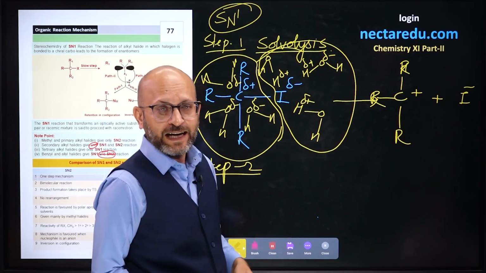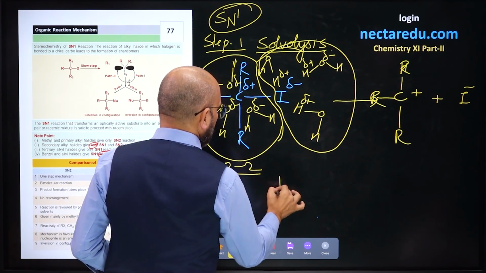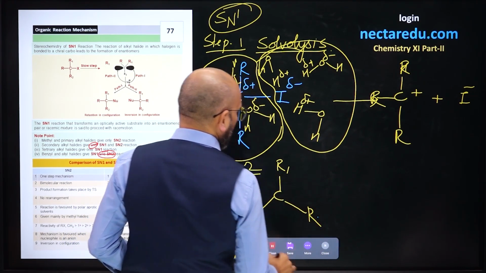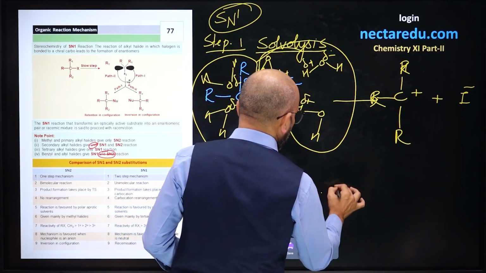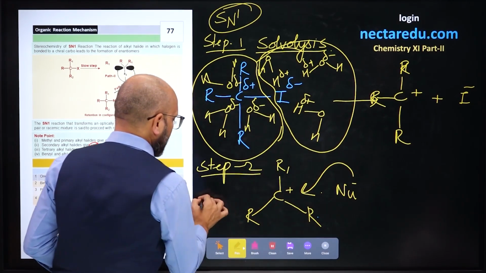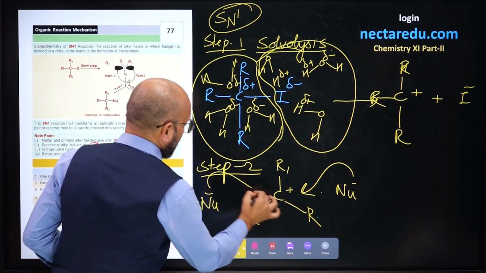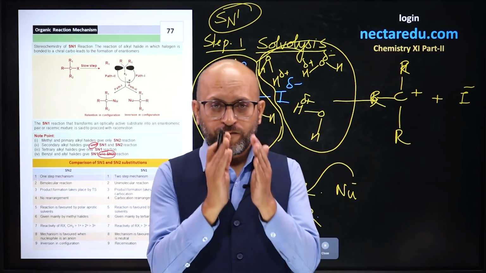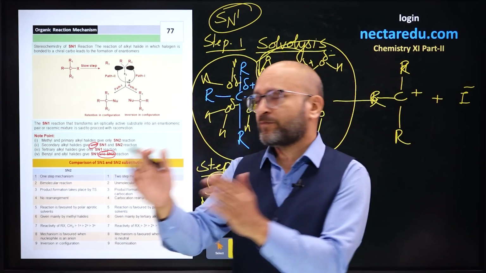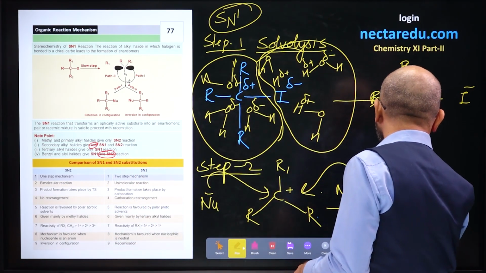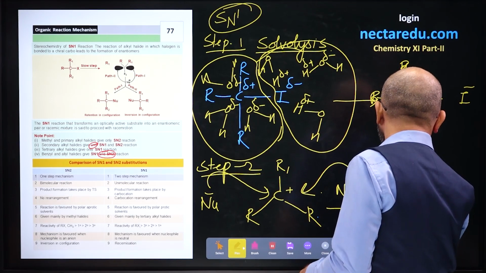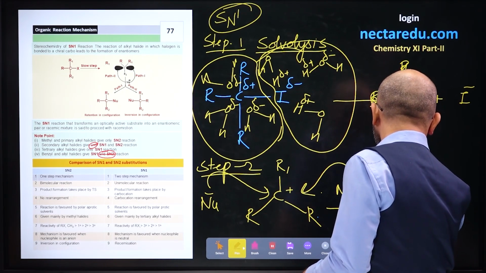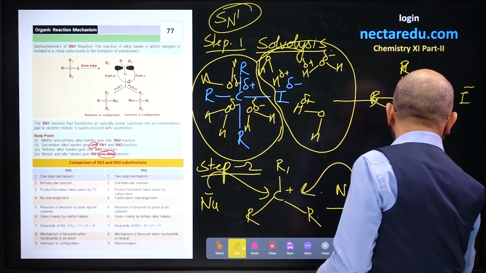Now in step 2, attack of nucleophile occurs on the carbocation, which is in trigonal planar shape. So the nucleophile can attack from the front as well as from the back side. Since the attack can occur from both sides, we get a racemic mixture where the nucleophile is present on the front side as well as the back side. So you get a product something like this, where we have the nucleophile attached at the front as well as at the back. So you get a racemic mixture.